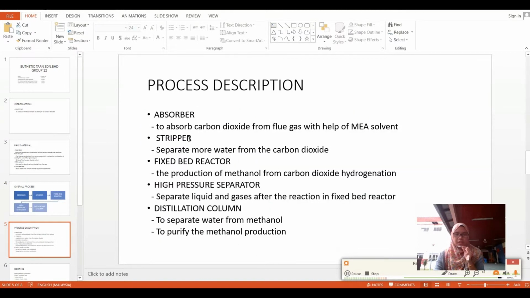So the function of the absorber is to absorb the carbon dioxide from the flue gas with the help of MEA solvent, and the function of the stripper is to separate water from the carbon dioxide.